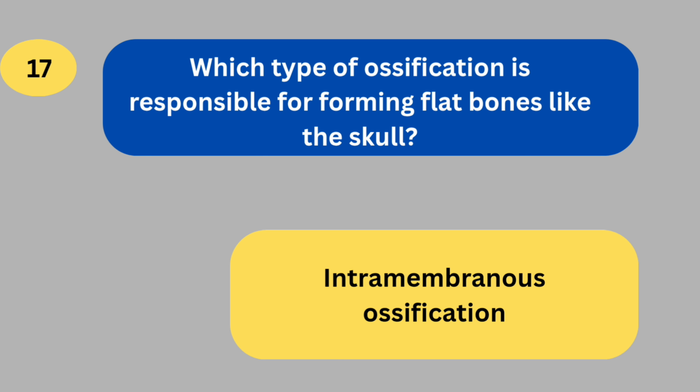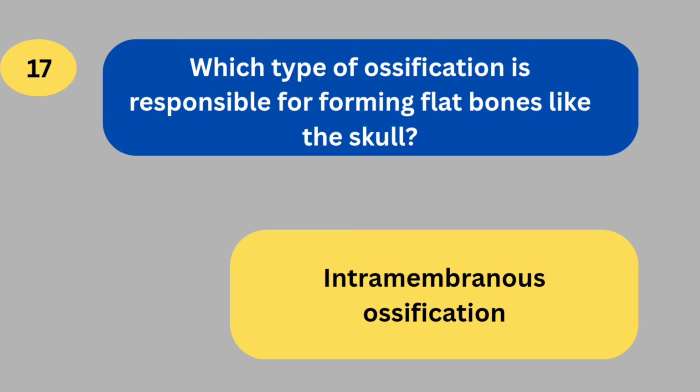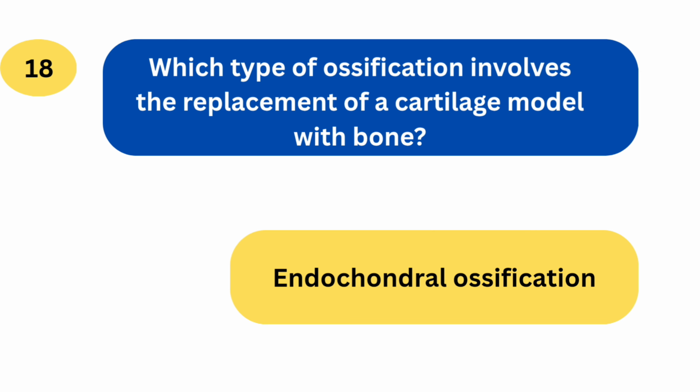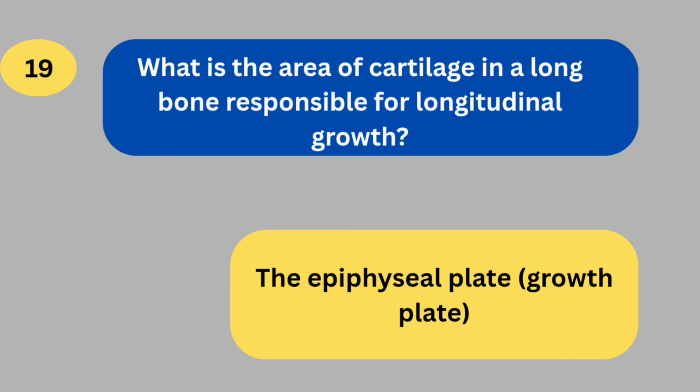Next question. Which type of ossification is responsible for forming flat bones like the skull? Answer. Intramembranous ossification. Next question. Which type of ossification involves the replacement of a cartilage model with bone? Answer. Endochondral ossification. Next question.